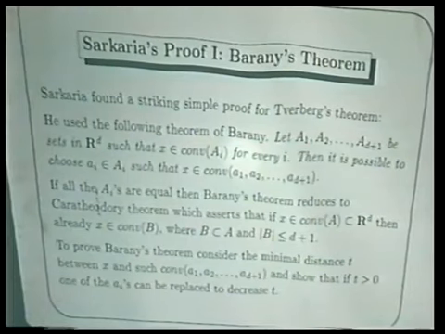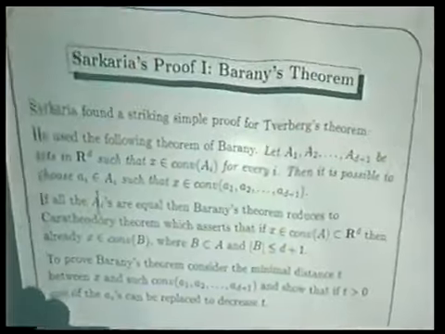just try to find the minimal distance between such a convex hull of A1 up to A_{D+1} to a point, to X, and try to reach a contradiction if this minimal distance is greater than 0. So let's go on with the proof of Bárány theorem.